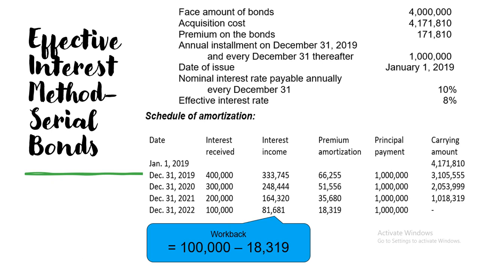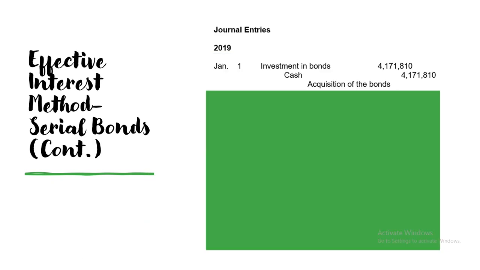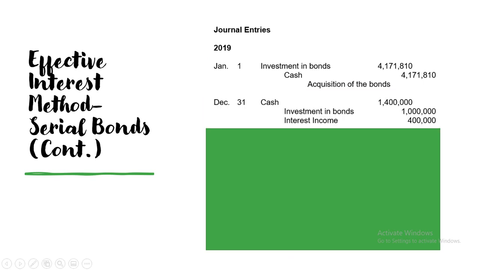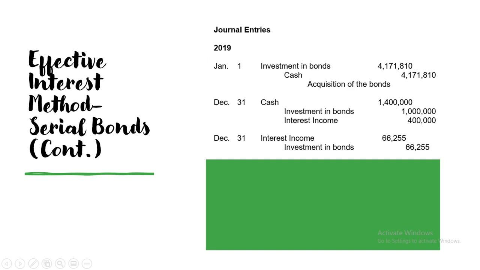So, let's have the journal entries. The journal entries 2019, the acquisition of the bonds, January 1, and then the collection of the interest and the principal payment. And then amortization of the premium. So, amortization of premium decreases the amount of the interest income.